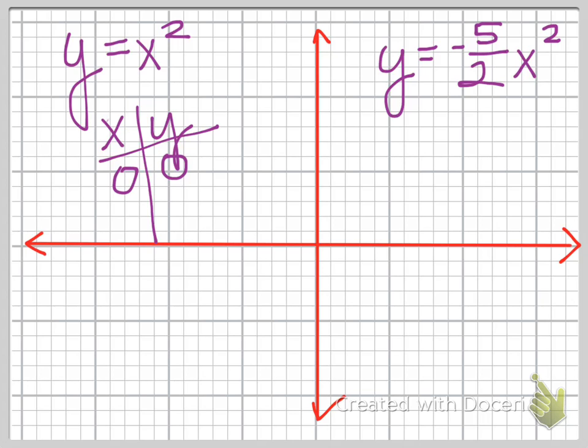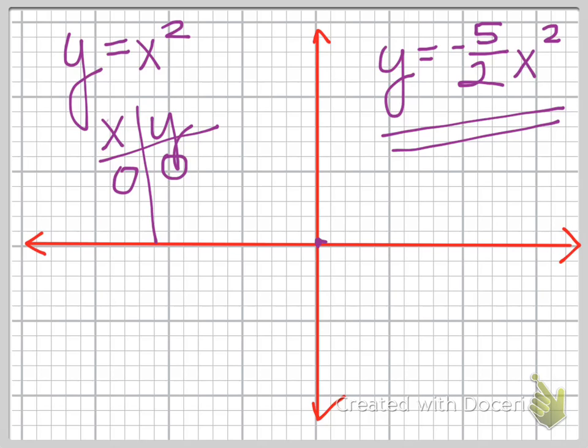And we've all realized that the major intuition is that when it's in this form, its vertex is at the origin. So we always can start with 0, 0. So there's one little thing we know.